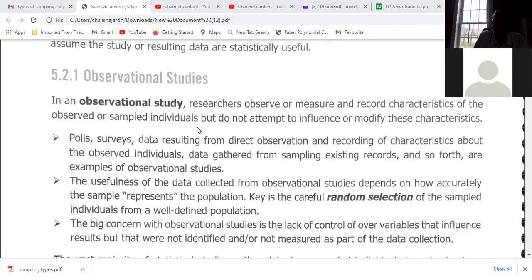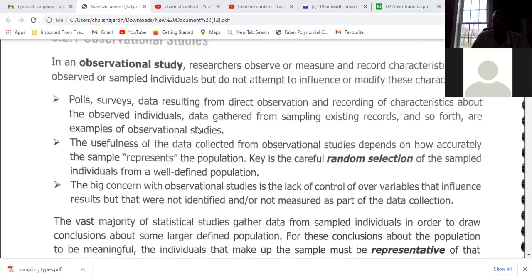Then, after the usefulness, are surveys: data resulting from the direct observation and recording of characteristics of the observed individuals. The usefulness of data collected from the observational study depends on how accurately the sample represents the population. Some channels are presenting some event very nicely, while the same event is not being presented well by another channel, something like that. So that's what we mean by the observational study.